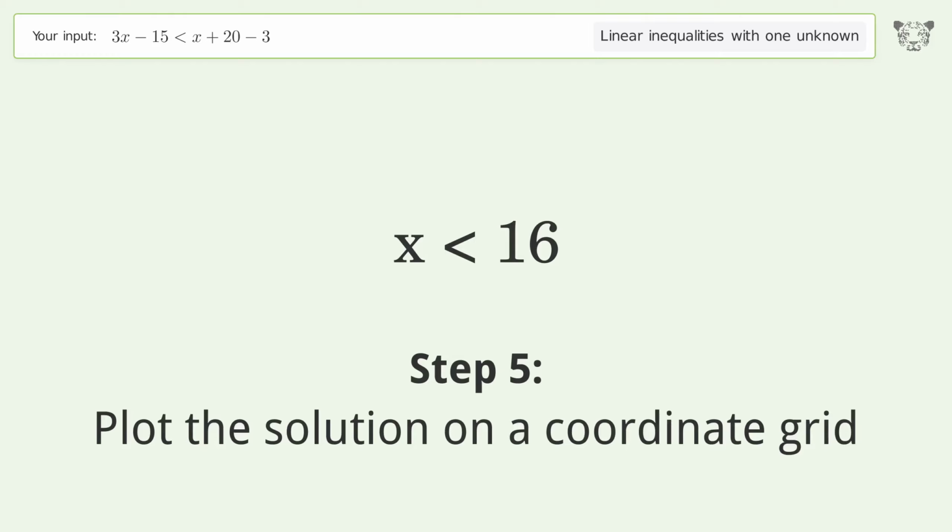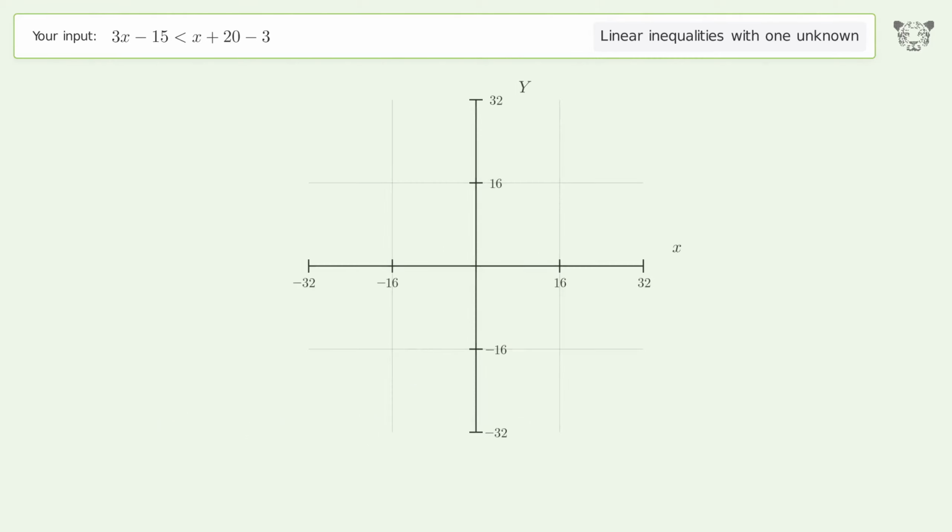Plot the solution on a coordinate grid. And so the final result is x smaller than 16.